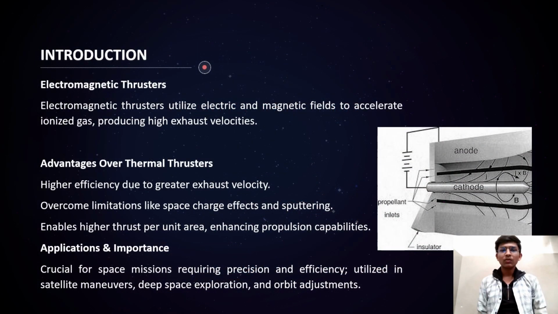Now moving towards the introduction. Electromagnetic thrusters are a type of electric propulsion that uses both electric and magnetic fields to accelerate propellant, and they offer several advantages over traditional chemical rockets, such as higher efficiency, lower emission, and the ability to tolerate. In recent years, electromagnetic thrusters have made significant progress and are now being considered for a variety of space missions.